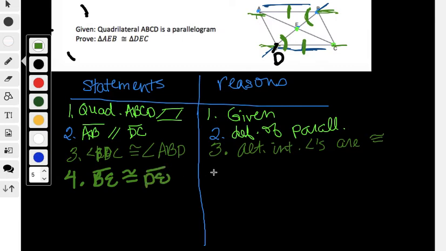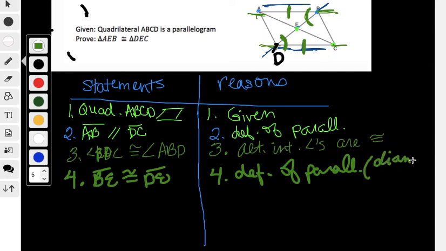And how do we know that? We know that because of the definition of a parallelogram. Because we know that the definition of a parallelogram states that the diagonals form a bisector. And if you want to put that, just so I know you know what you're talking about, you can. Form bisector. And then let's see, number 5.